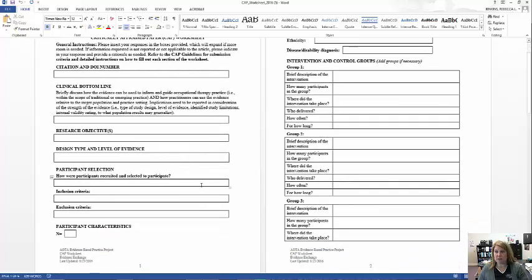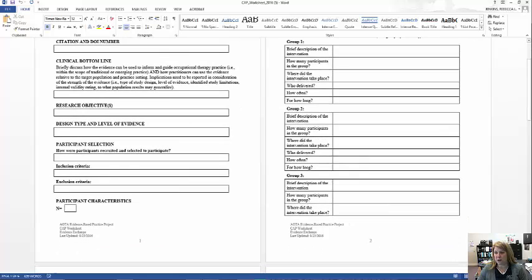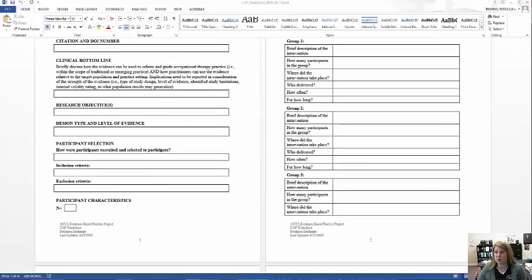The research objective is really just what they were trying to accomplish with that research. Usually it's stated, and sometimes you'll find that in your abstract, but a lot of times they just outwardly say it. An important thing in this worksheet is that if it is not clearly stated, you have to put it as not reported, so NR.